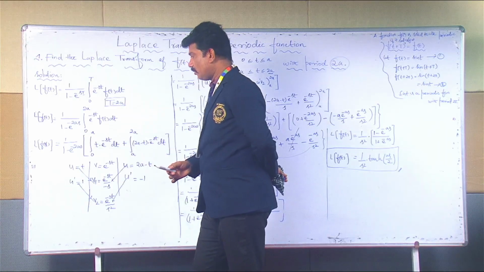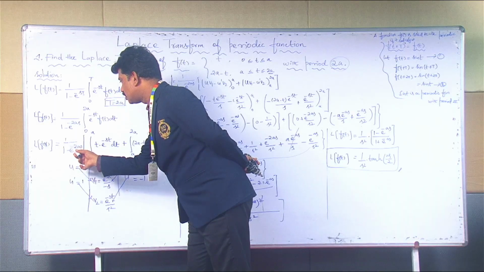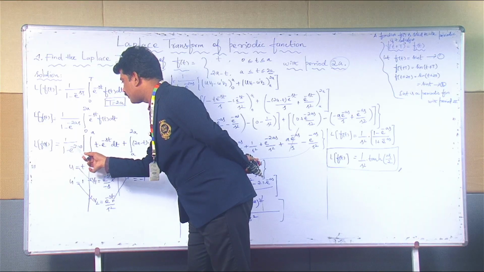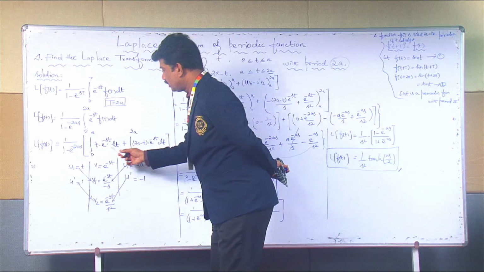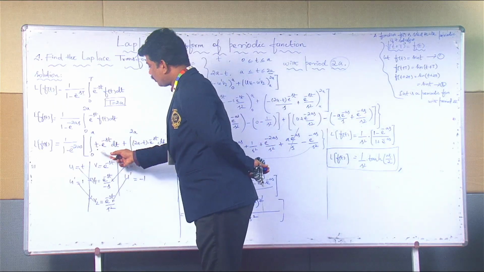So coming to the third one, L{f(t)} equals, you have to write it as it is, 1/(1 − e^(−2as)) ∫ from 0 to a. Now why am I going to write 0 to a?